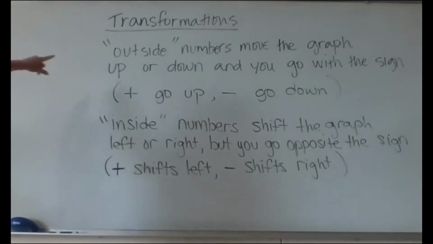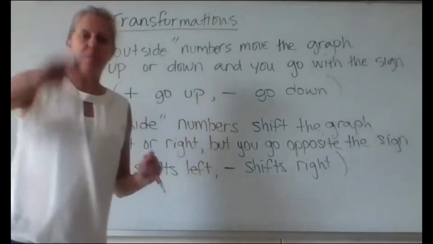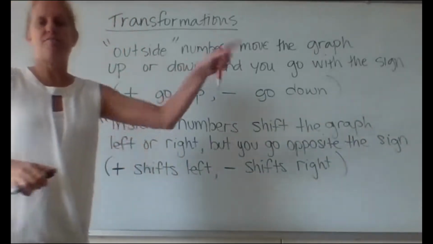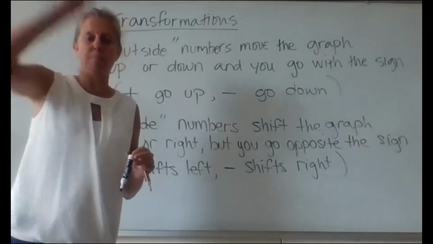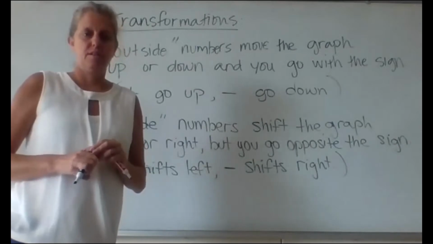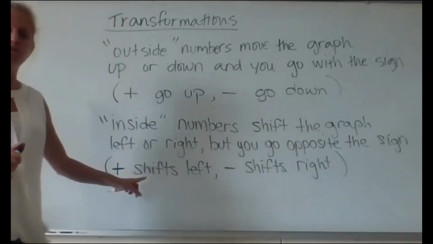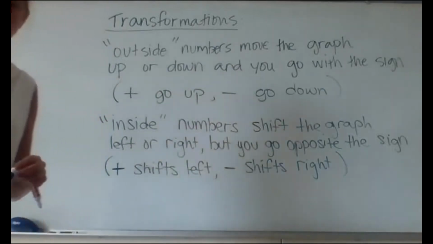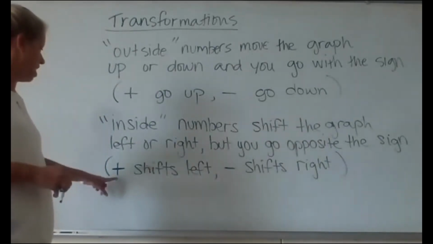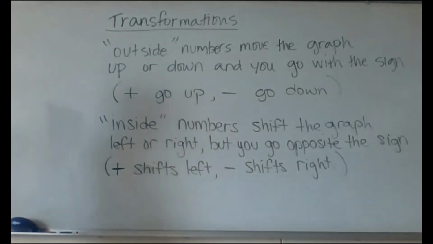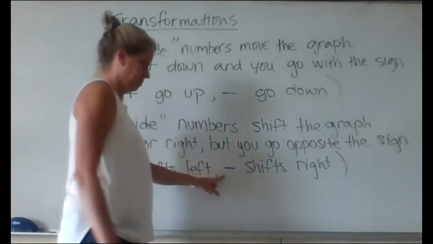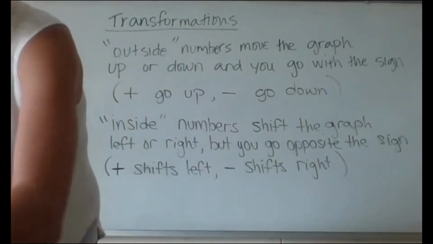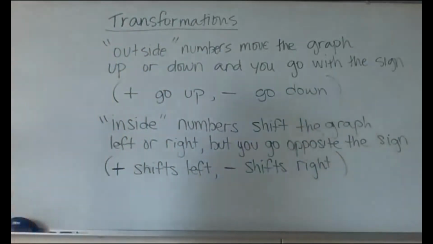So again, outside numbers shift the graph up and down. You're going to go with the sign, which means if you have a plus 5 on the outside, you're going to go up 5. Inside numbers shift you left and right, but you're going to go opposite of what you would think the sign is telling you. A plus actually shifts you backwards or to the left. A minus will shift you to the right. So let's look at some of these. Number 1.